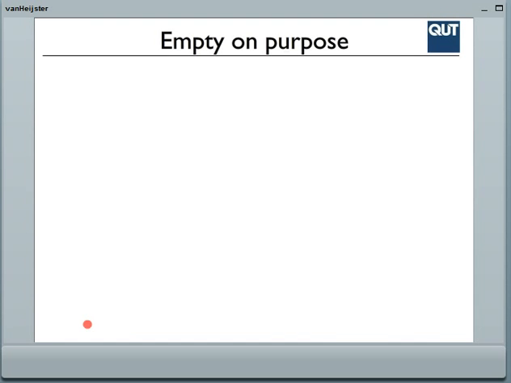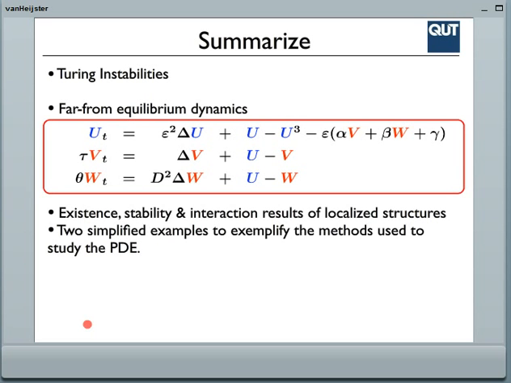So this was more or less everything which I wanted to say. So let's do a little summary of what I talked about today. So we started with a little bit of Turing instabilities, and then I changed from small amplitude dynamics to complex dynamics particular for this system.